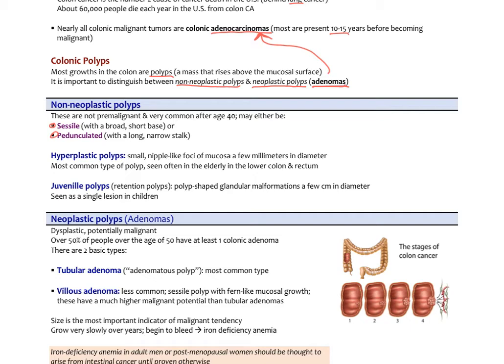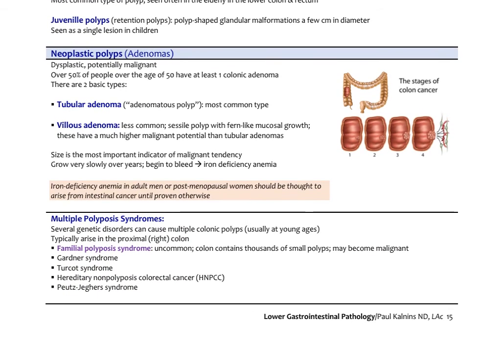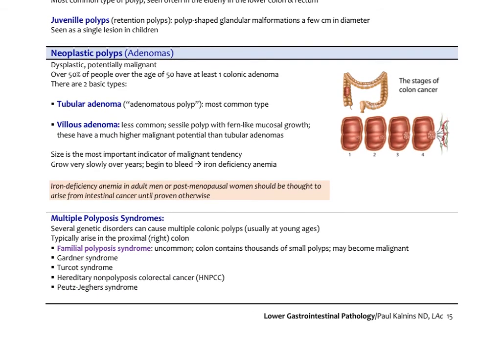Then there are juvenile polyps. These are polyp-shaped glandular malformations, a few centimeters in diameter, seen as a single lesion in children. Again, these are not worrisome because neither of them can become cancerous. The ones that can become cancerous are the neoplastic polyps, or adenomas, and so they're potentially malignant. Over 50% of people over the age of 50 have at least one, and that's why we start colonoscopies usually at that age as screening tests.